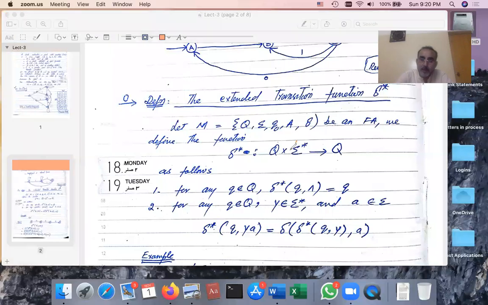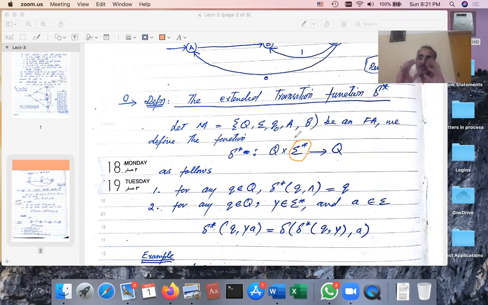But here it is, sigma star. I am taking a little bit of time because I have to apply the command for the annotation, and then I have to annotate these things on the slides. Anyhow, so here I have sigma star.